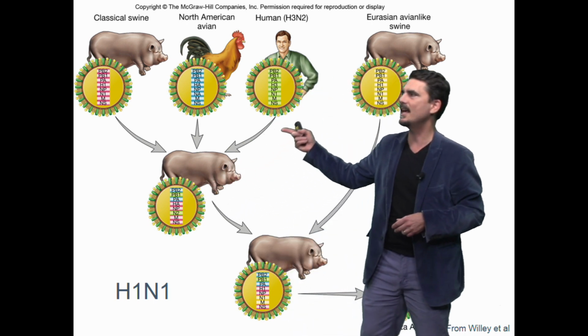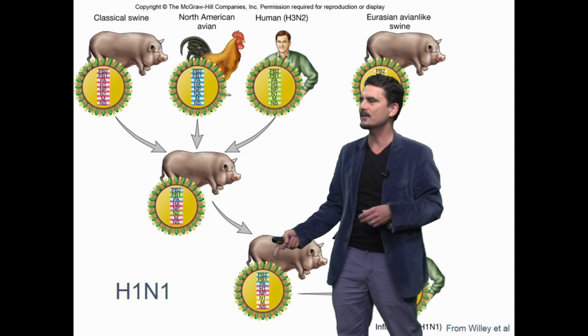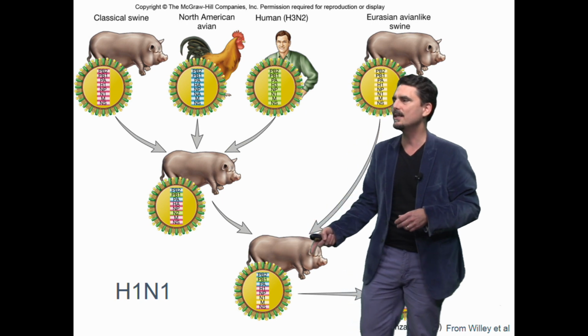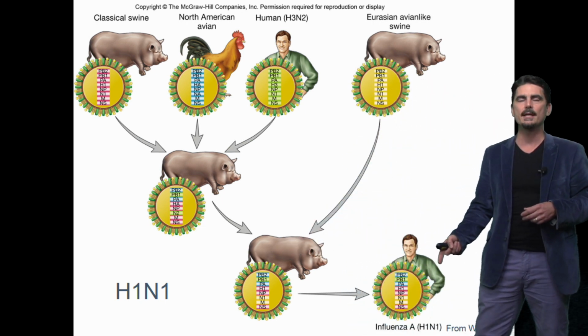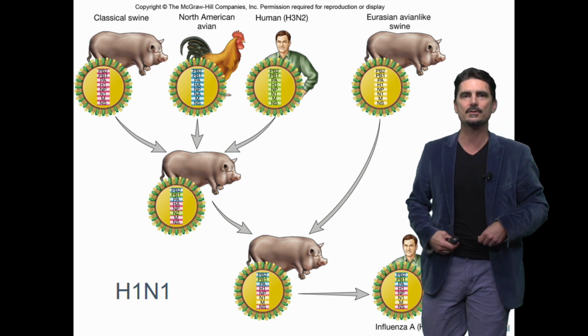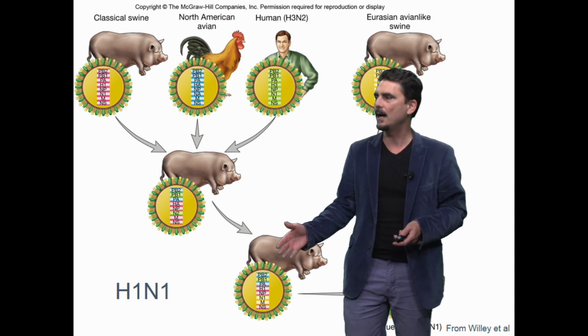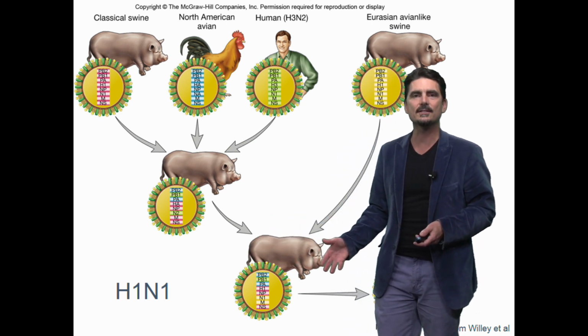And the evidence shows that this Eurasian avian-like swine virus then infected it and changed it even more, and then that was transmitted in Mexico to a person, and that's what started the 2009 pandemic. And the reason we know that is because scientists have sequenced the genes.